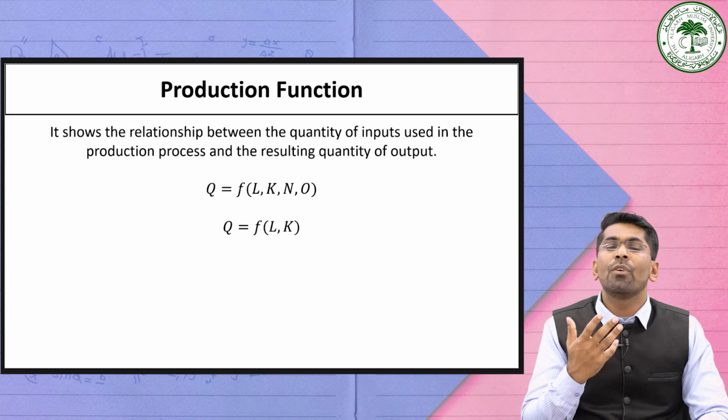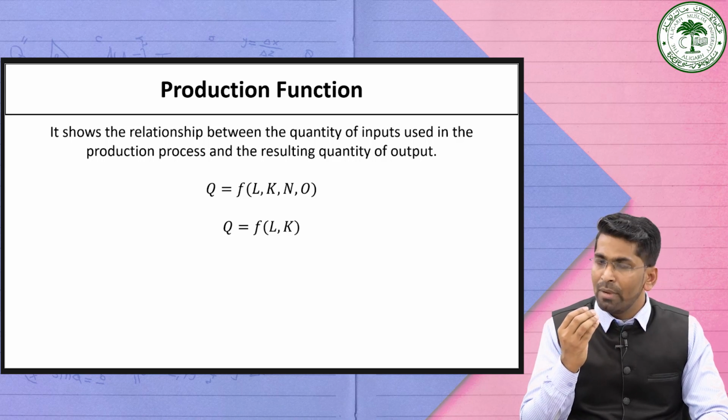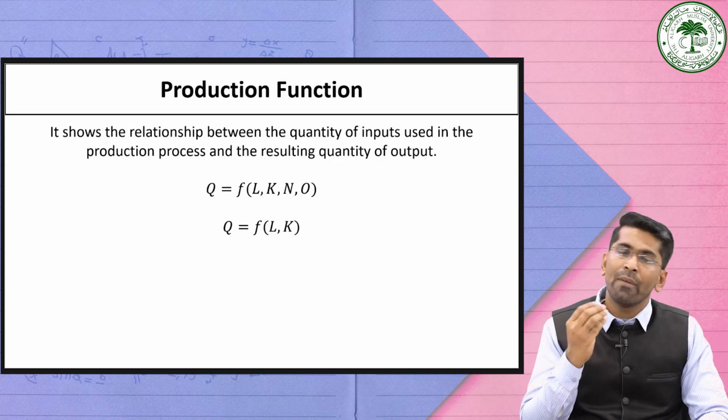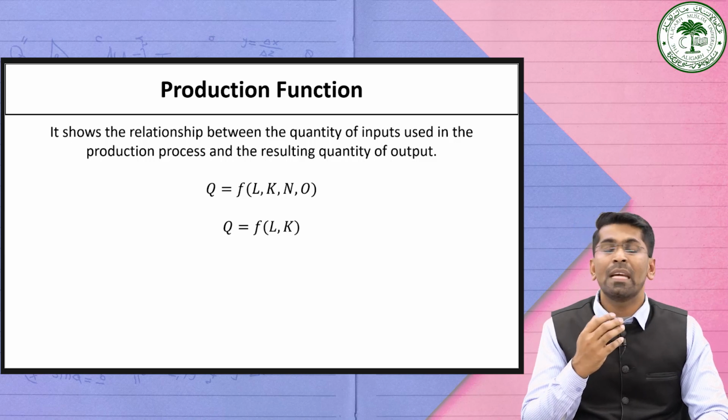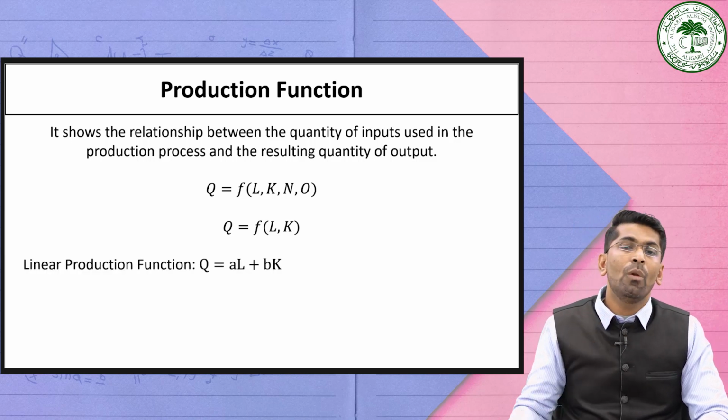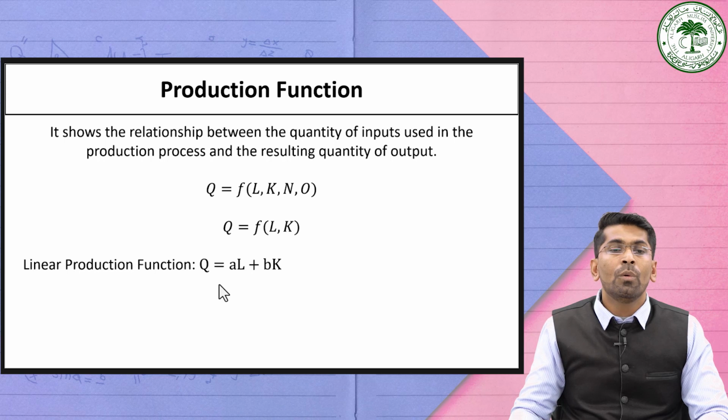There are many types of production functions, like the linear production function and the Cobb-Douglas production function. For example, the linear production function will look like Q = AL + BK, where A and B are constants representing the marginal product of labor and capital respectively.